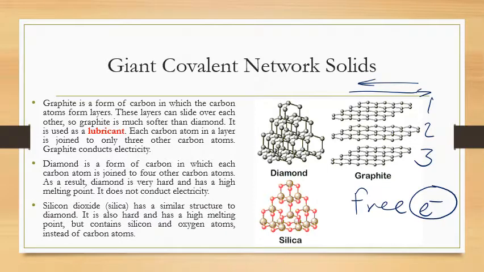And silica, the last one, which contains silicon and oxygen bonds, has a similar structure to diamond. It is also hard and also has a high melting point, but instead of containing carbon only, it contains both silicon and oxygen atoms.